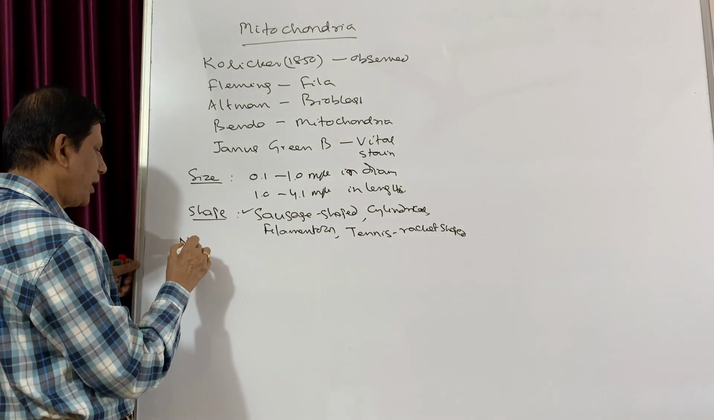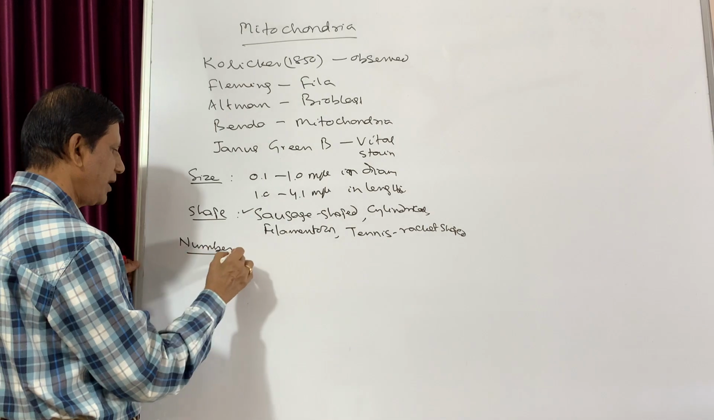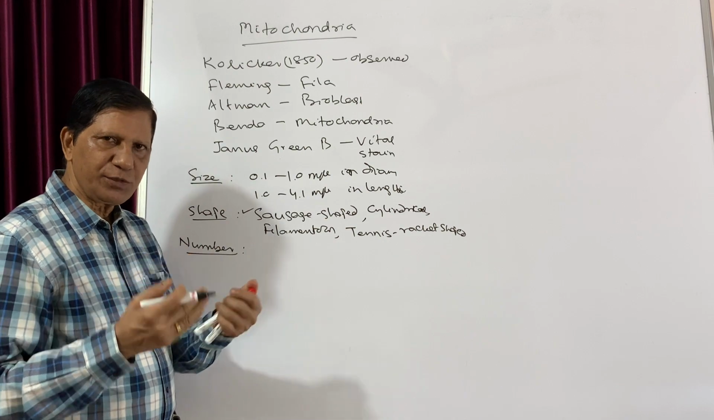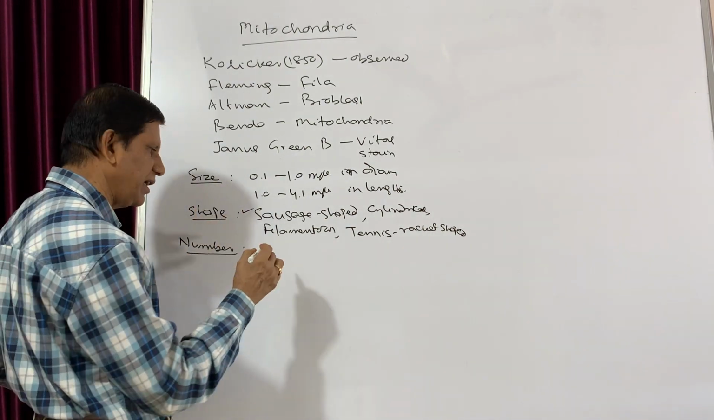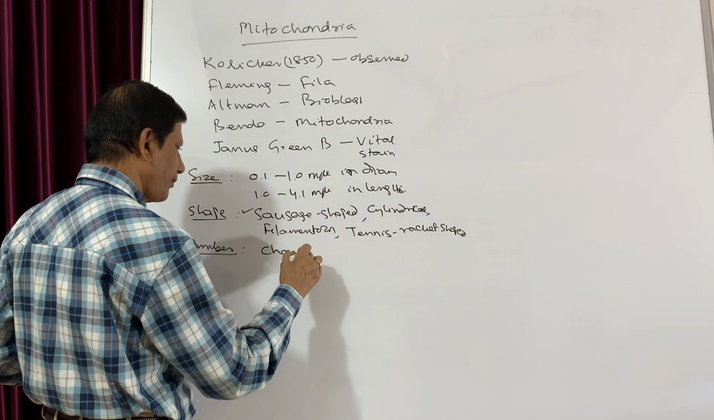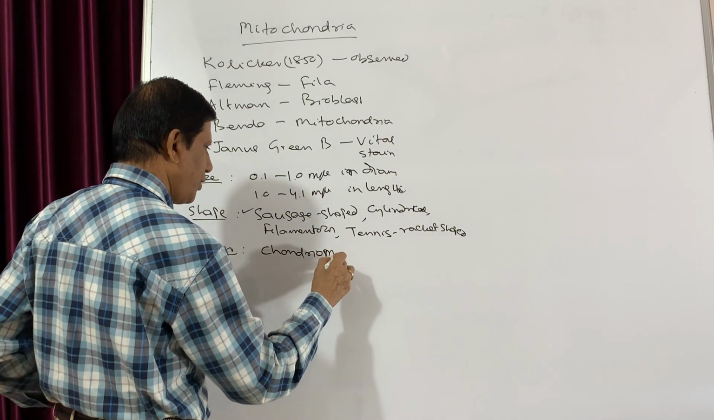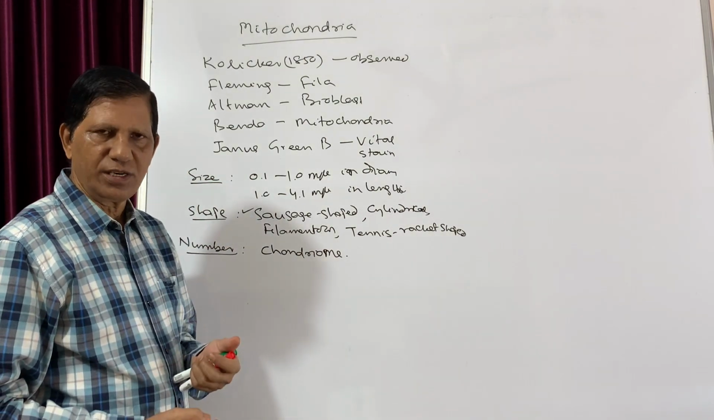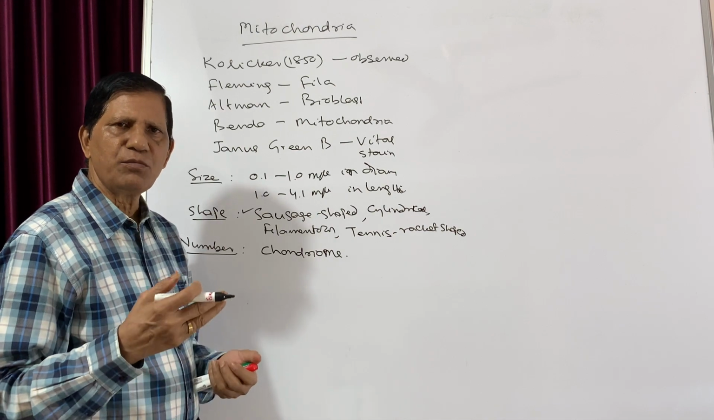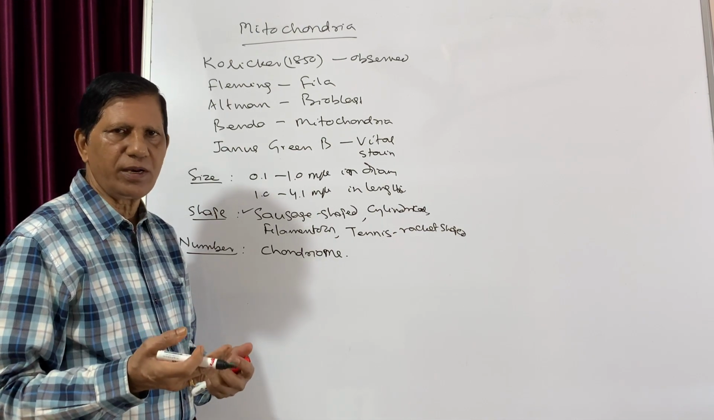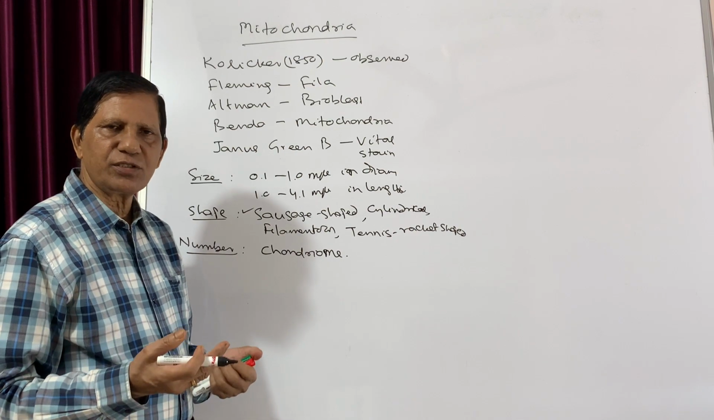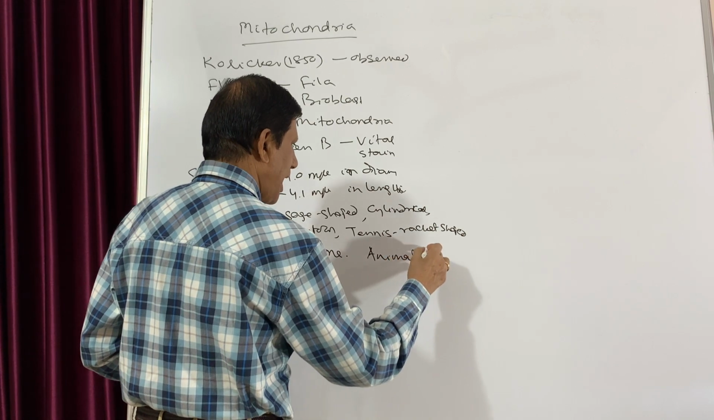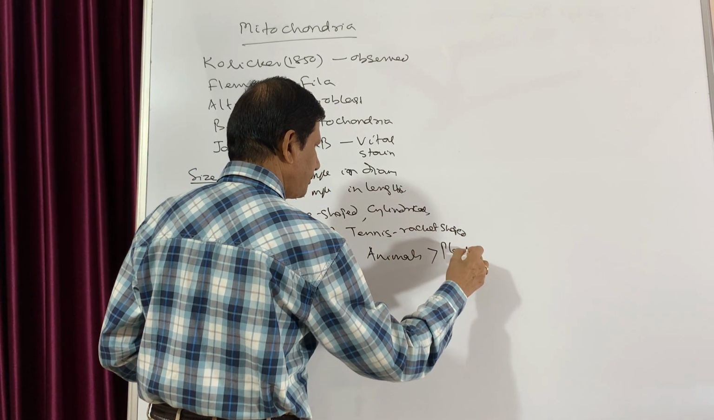Now coming to the number of mitochondria per cell. All the mitochondria present in a cell are known as the chondriome. Usually animal cells have more mitochondria than plant cells, because in plant cells most of the activities are carried out in the chloroplast, where ATP is generated, but in animals such structures are not there. So animals have more mitochondria than plants.